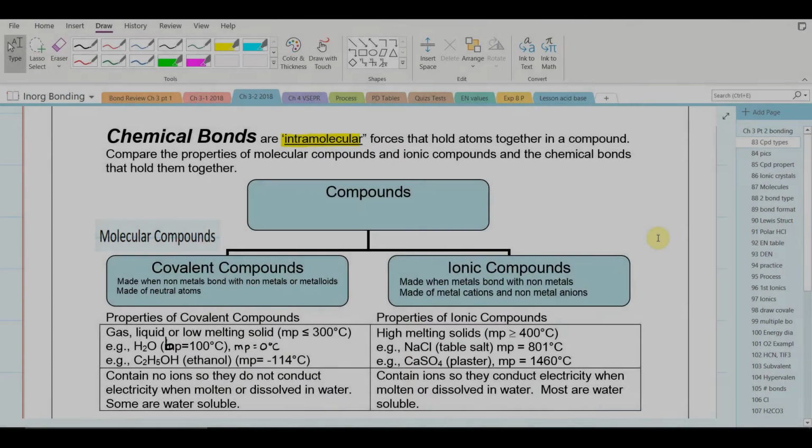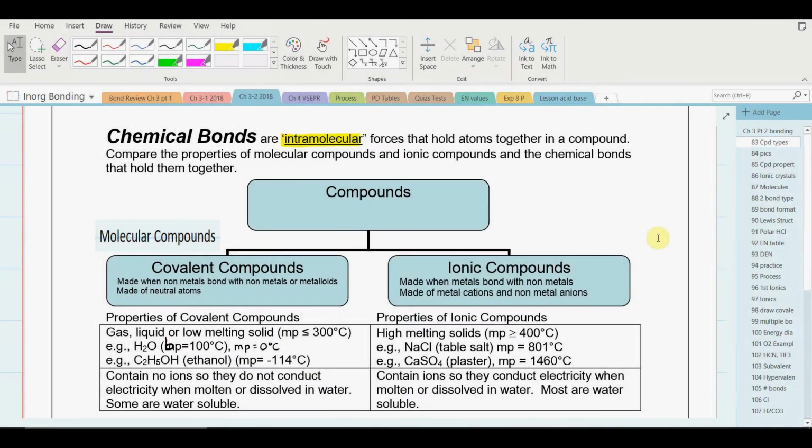Page 83, Chapter 3, Part 2, Chemical Bonds. Chemical bonds are intramolecular forces that hold atoms together in a compound. In English, the word intra means within. That means within or between the atoms.